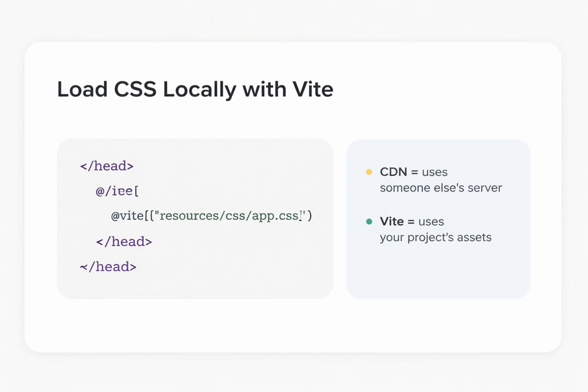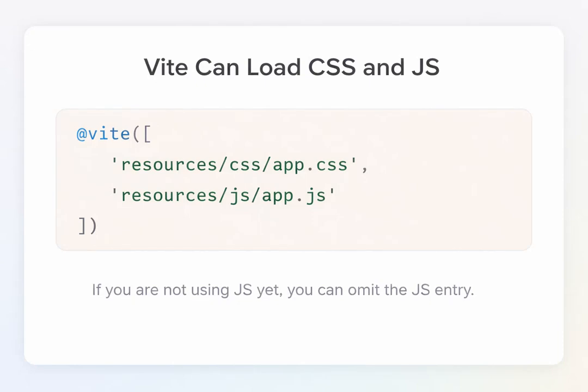The idea is, if Tailwind and your CSS are already in your project, you don't need to load them from someone else's server. You add the Vite directive in the head and point it to resources/css/app.css. Vite can load multiple assets. You can list the CSS file and also a JavaScript file, separated by a comma. If you're not using JavaScript yet, it's okay to include only the CSS entry. Just keep the syntax correct.